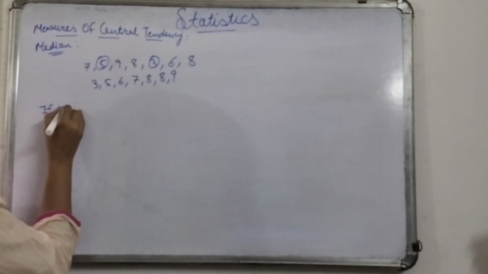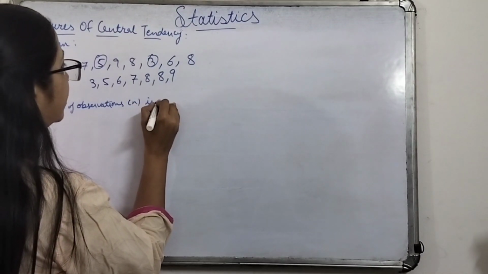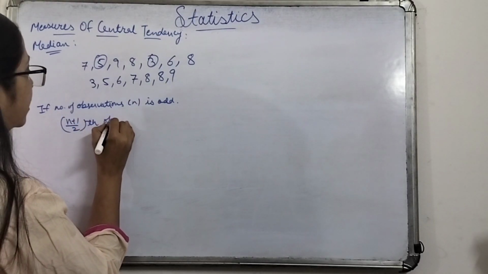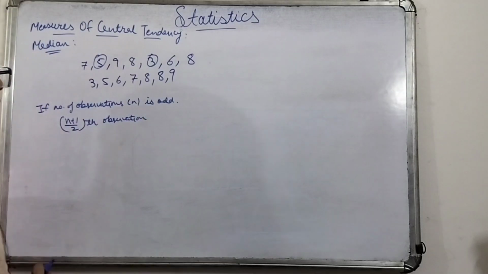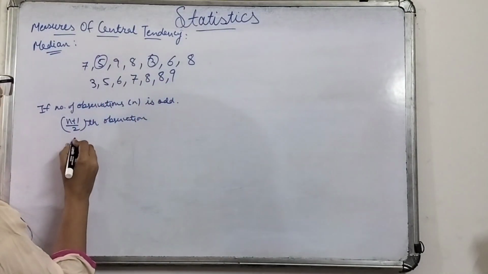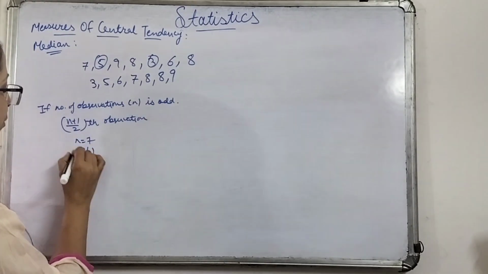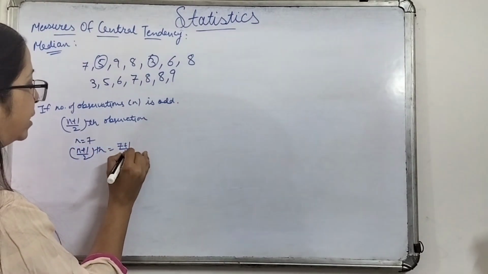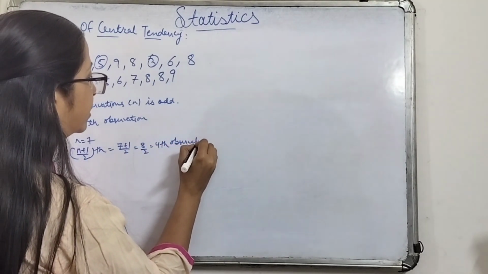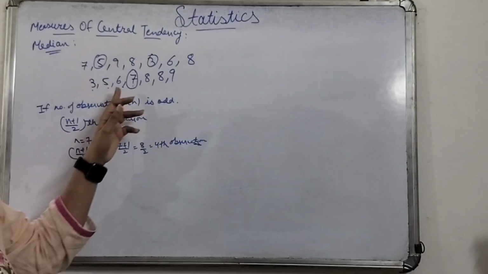So if the number of observations, that is n, is odd, in that case the (n plus 1) by 2th observation will be the median. Over here your n is 7, which is odd. So the (n plus 1) by 2th observation, that means (7 plus 1) by 2th, means 8 by 2th, or we can say the 4th observation will be the median. So 1, 2, 3, 4th. The 4th observation will be the median. So the median will be your 7.